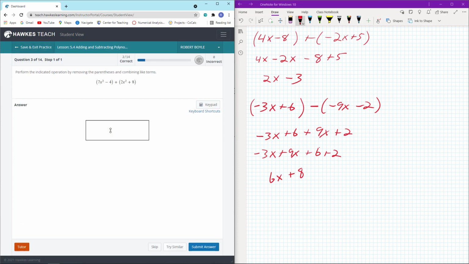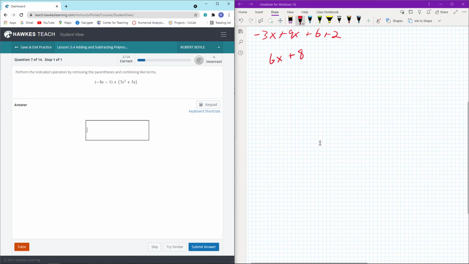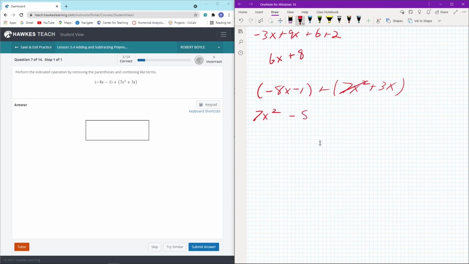Okay, moving on. Let's take a look at this one right here. Here we have negative 8x minus 1 plus 7x squared plus 3x. Okay, so let's actually group up our like terms. We have one term with an x squared in it, 7x squared. We have two terms with an x in it, minus 8x and then plus 3x. And then we have a minus 1.